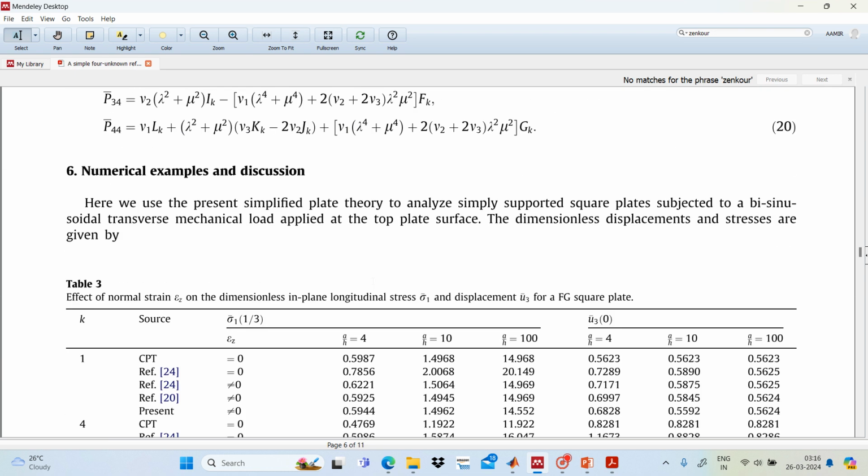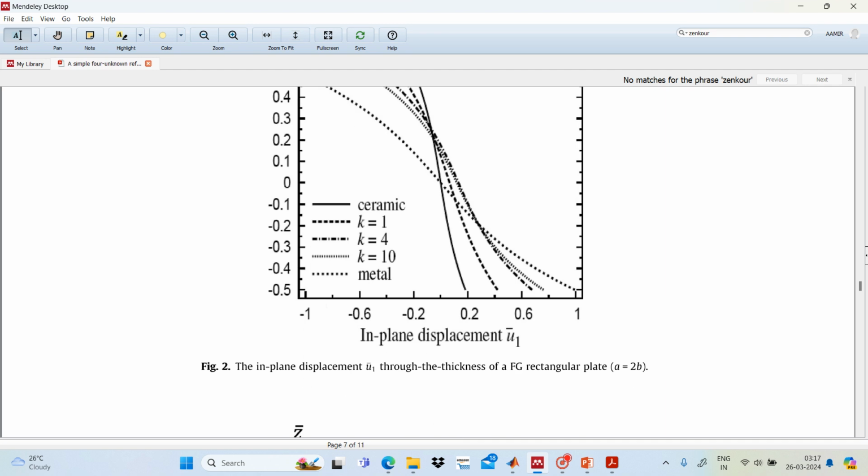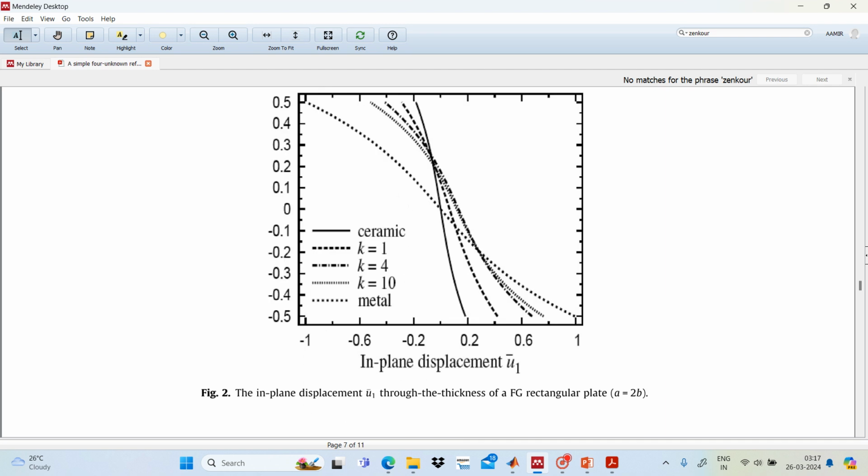So we will see where the FG function is. Here FG function is shown: FG is h sine hyperbolic z by h minus 4z cubed by 3h square cos hyperbolic half, and g of z is 1 by 12 times f prime z. Here it is also shown the results for the in-plane displacements. So we are going to run the code for that and we will see.